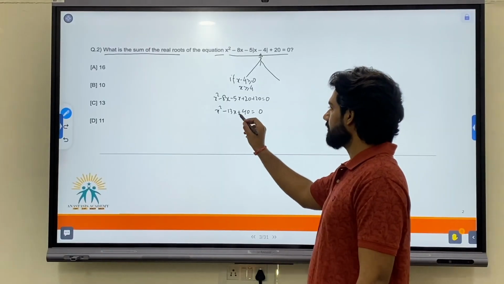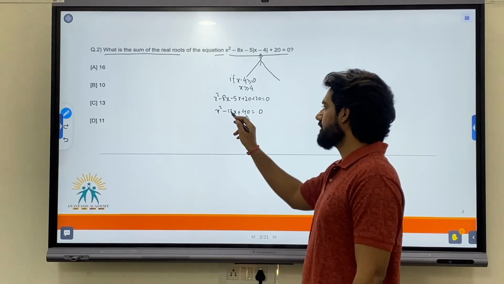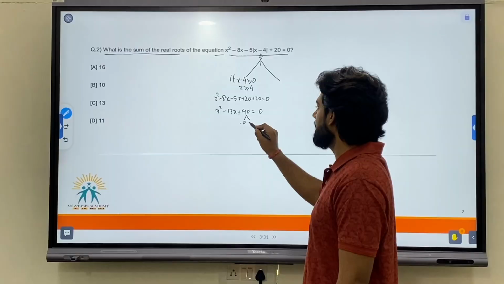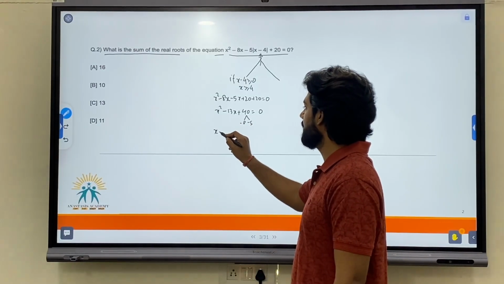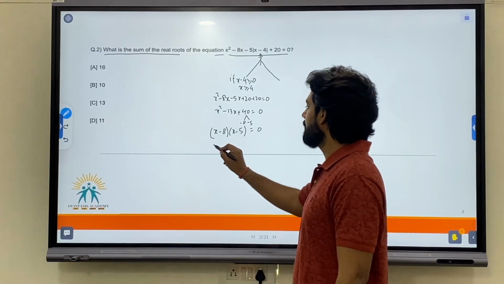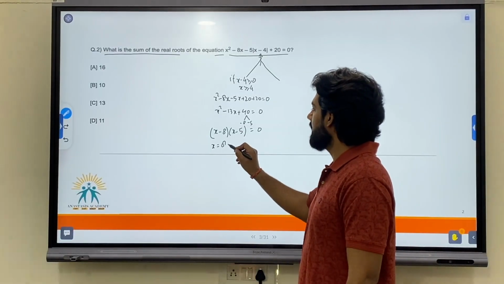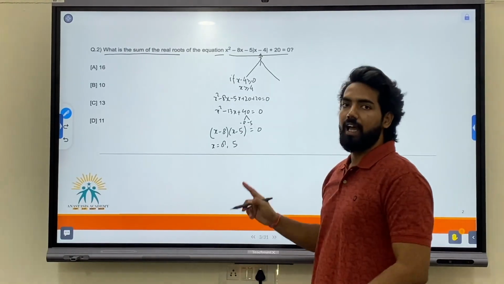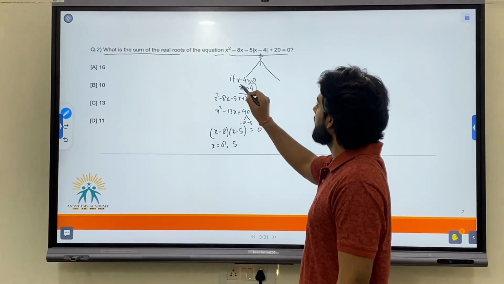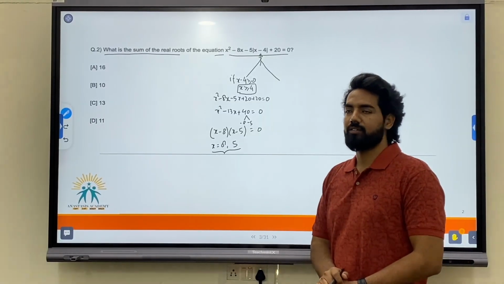So from here I need to break 40 into two numbers whose sum is 13. I can break this 40 into minus 8 and minus 5. So this equation will factorize into x minus 8 into x minus 5 equal to 0. So from here I get roots as x equal to 8 and x is equal to 5, and both these values of x are acceptable because I have assumed this case to be x is greater than or equal to 4, and I am getting x as 8 and 5.